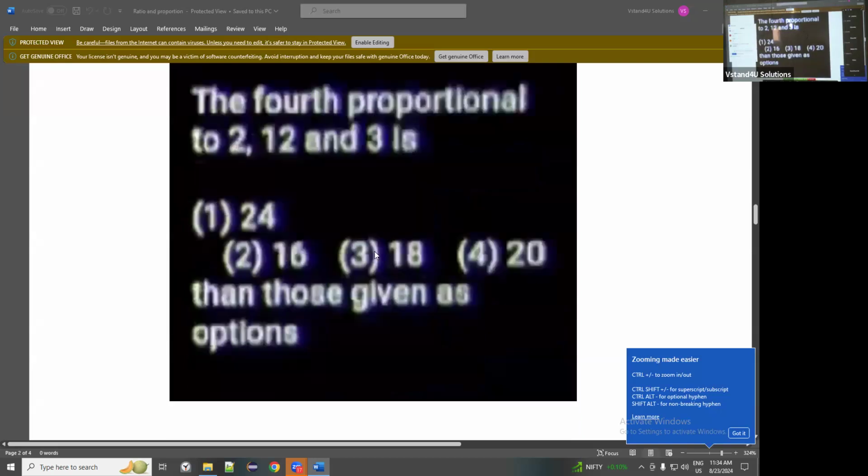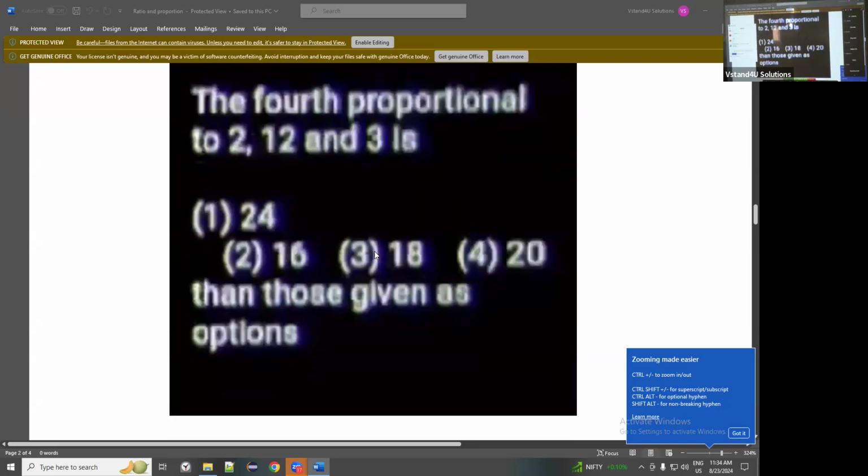Yes. What are they asking you to calculate? The fourth proportional to 2, 12 and 3. So what is the formula for fourth proportional? BC by A. What is B? 12. C is 3. A is 2. 12 3s are 36 by 2. 18. So what is the option?